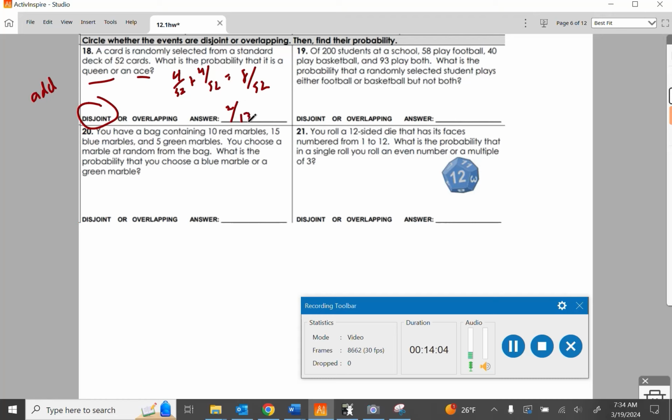Yeah, that's right. 2/13. A lot of kids don't know how many cards are in a deck of cards.